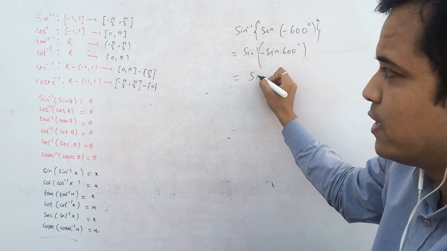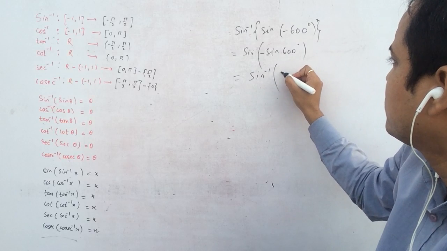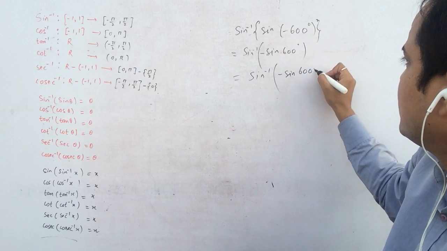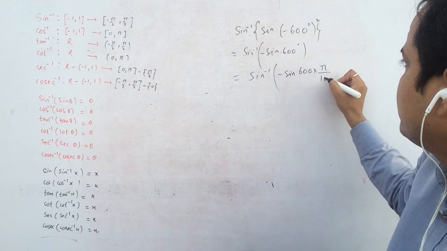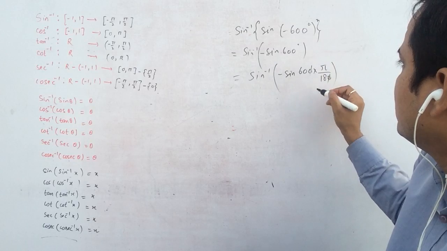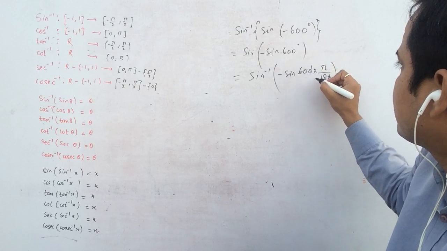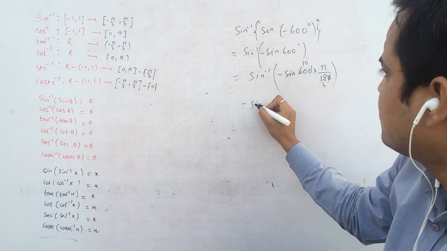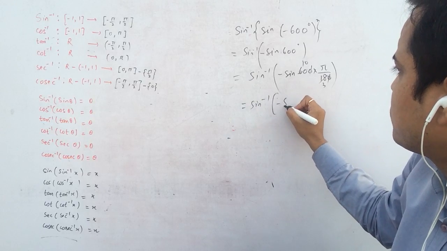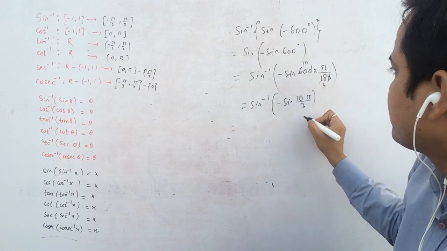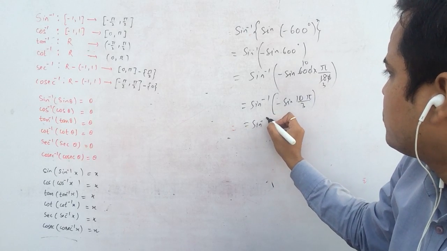So convert it into radian first. So it would be sine of 600 into pi upon 180. Okay. So it would be converted into radian. So 6 10 is 60 and 6 is 18. So you can write it as sine inverse of minus sine 10 pi by 3.